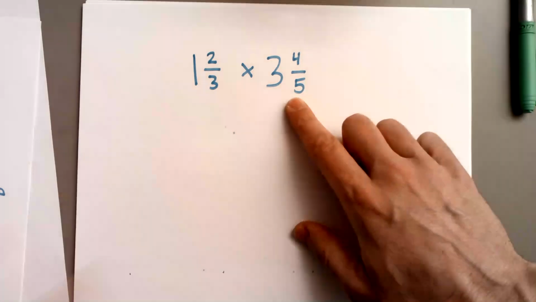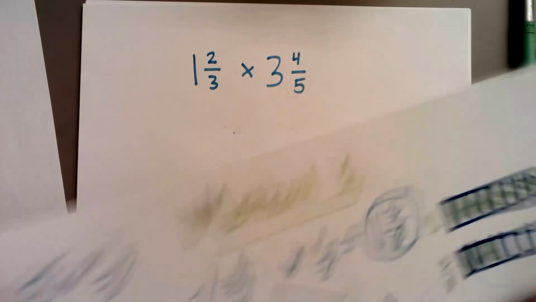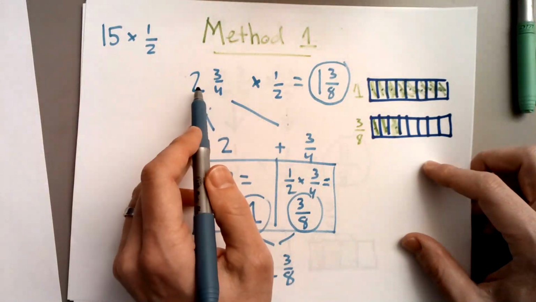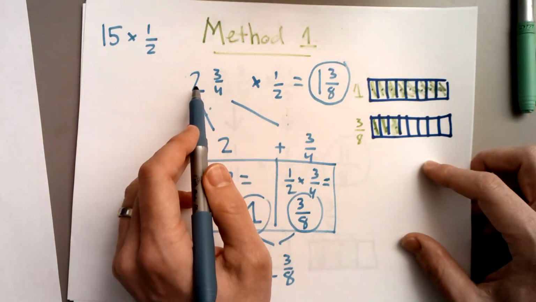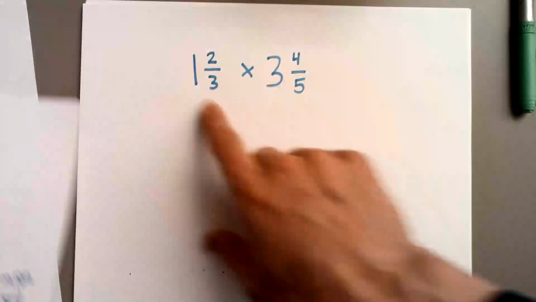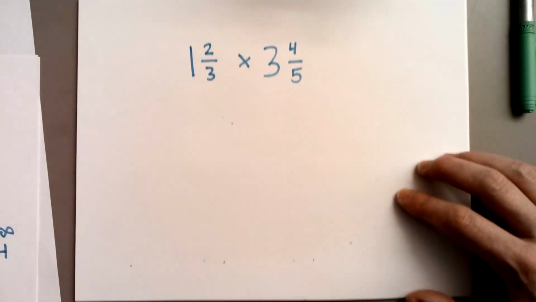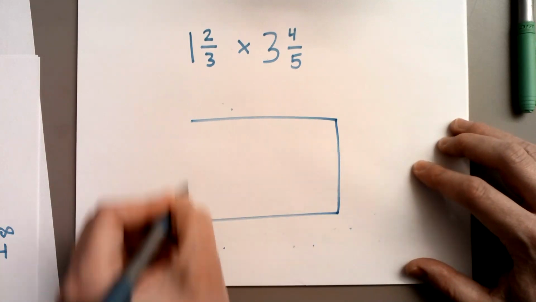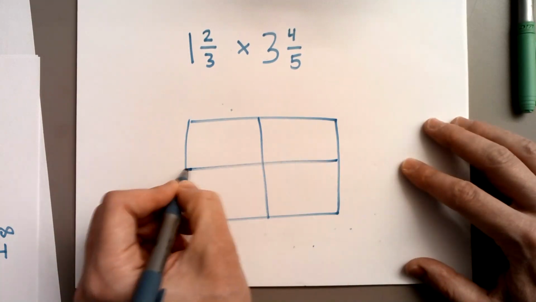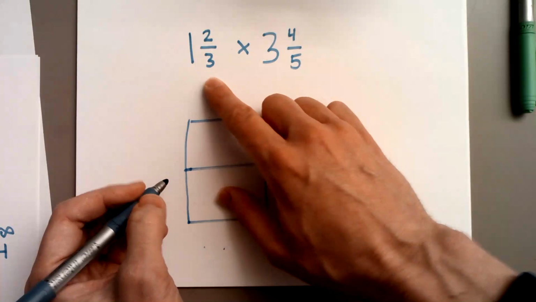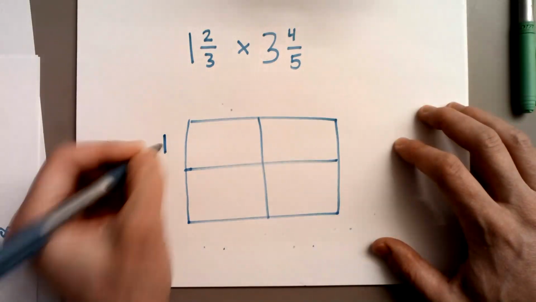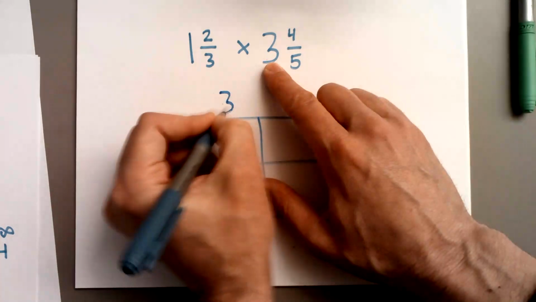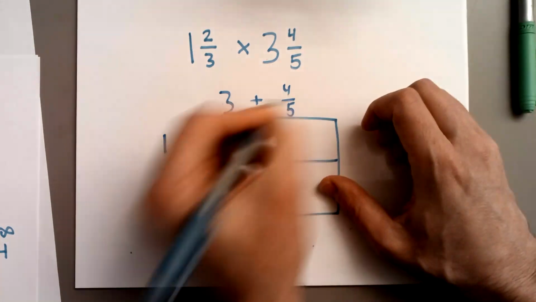So in this case, for method 1, remember in method 1 you had to split each mixed number into its whole part and its fractional part. So you're going to need to do that with each of the factors here. So that means if you do an area model, this area model is going to have 4 sections because you have to split up the 1 2/3 and you need to split up the 3 4/5.